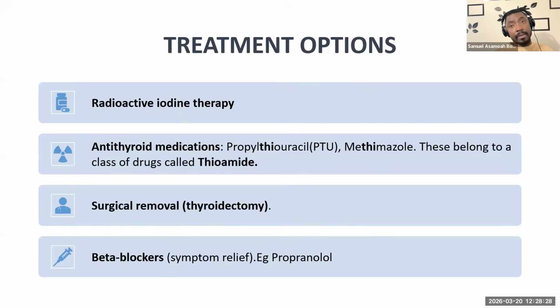If a patient is having hyperthyroidism, what would be the best approach to manage such a patient? Remove the thyroid. Apart from that, we have other therapies. We have the radioactive iodine therapy. We have the medications, and then we have the symptoms treatment, like using beta blockers. I'm going to go through them briefly.